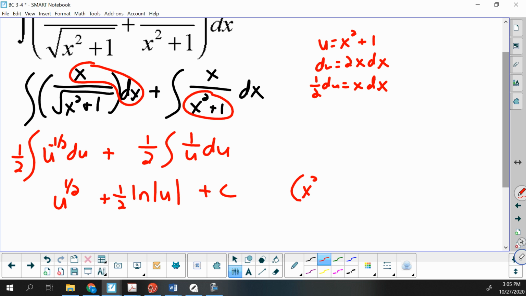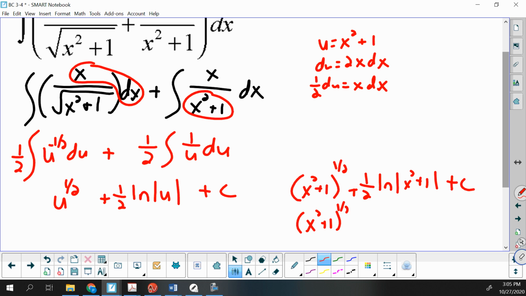And then just fill back in. x squared plus 1 to the 1/2, or you could write it as a square root, plus 1/2 natural log absolute value of x squared plus 1 plus c. Now this is a case where you could drop the absolute value. So if you wanted, you could write this as x squared plus 1 to the 1/2 plus 1/2 natural log, and then just x squared plus 1 plus c.